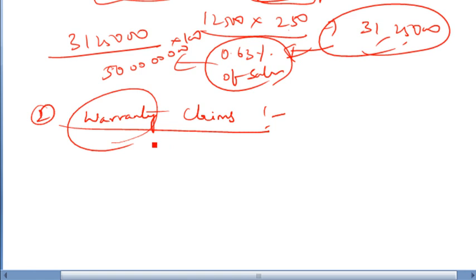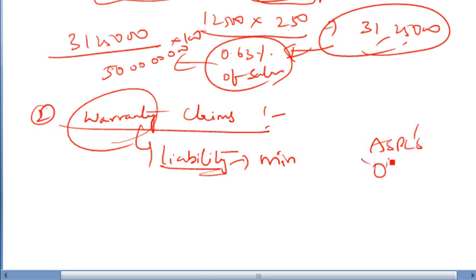As a result, it is a liability, isn't it? Warranty is a liability for the company, and obviously it should be minimum. But if you look at ASPL's competitors, the warranty claims are zero. And based on the question, you can see that the warranty for the product for 1 year from the date of sales is how much? Almost 30 lakhs. You can look at the question for ASPL.